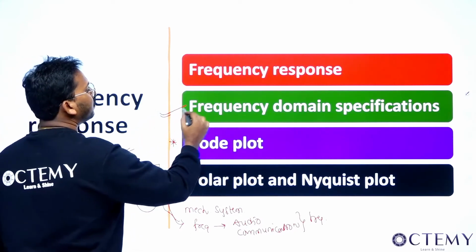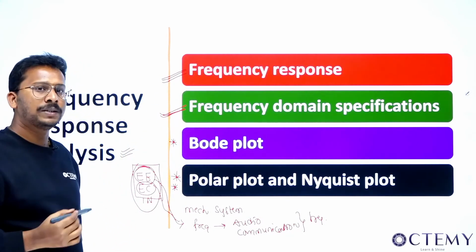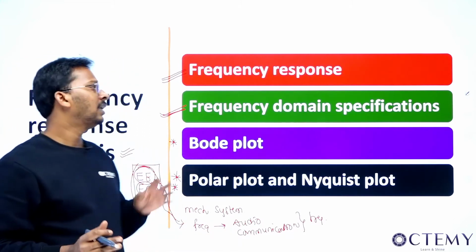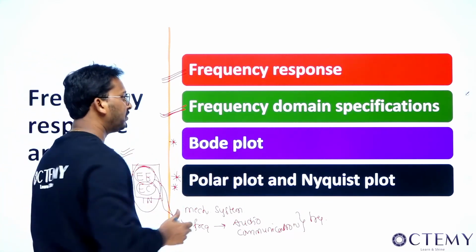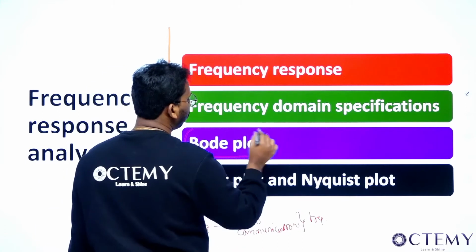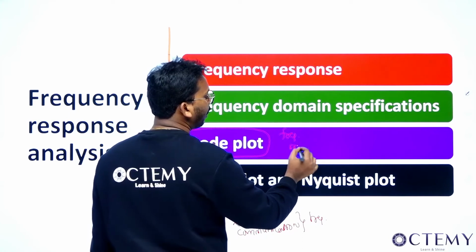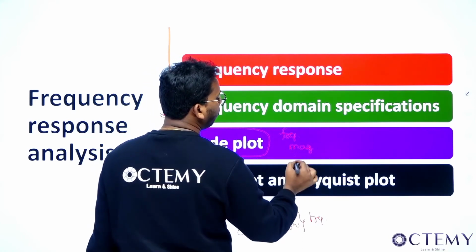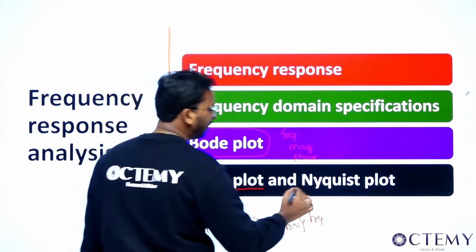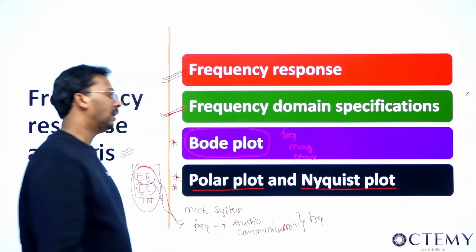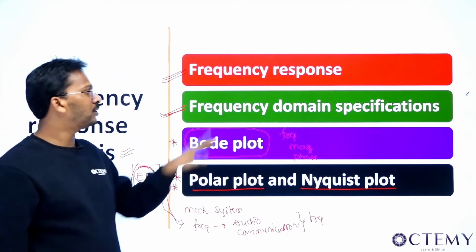Frequency response means we will see, for changing frequency, how the output will change. Frequency domain specifications means to compare any two system frequencies. To compare the response of any two systems, we will use frequency domain specifications. Now, Bode plot is also called a frequency plot, sir. With respect to frequency, we see how the magnitude of response and the phase of response change. Similarly, polar plot and Nyquist plot are proper mathematical methods to determine the stability. You can determine the stability and do the response analysis in this entire chapter.